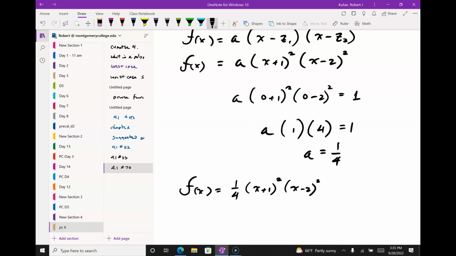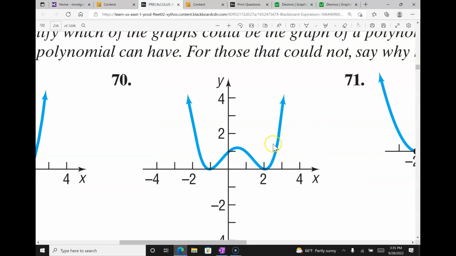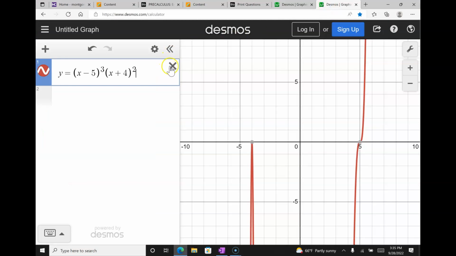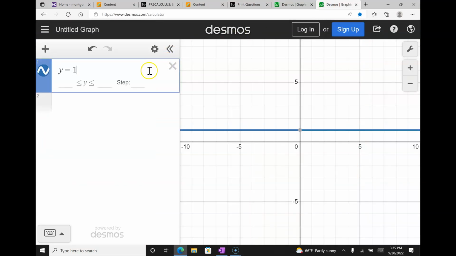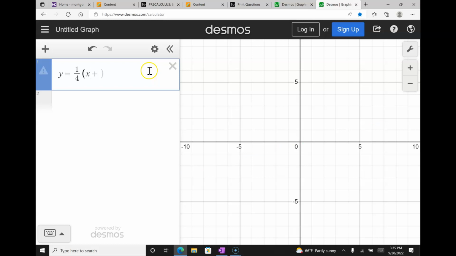Let's just put that in with our point 0, 1 and see if we get a similar picture as the book. So going to Desmos, y equals 1/4 times x plus 1 raised to the second power, times x minus 2 raised to the second power. Boom.